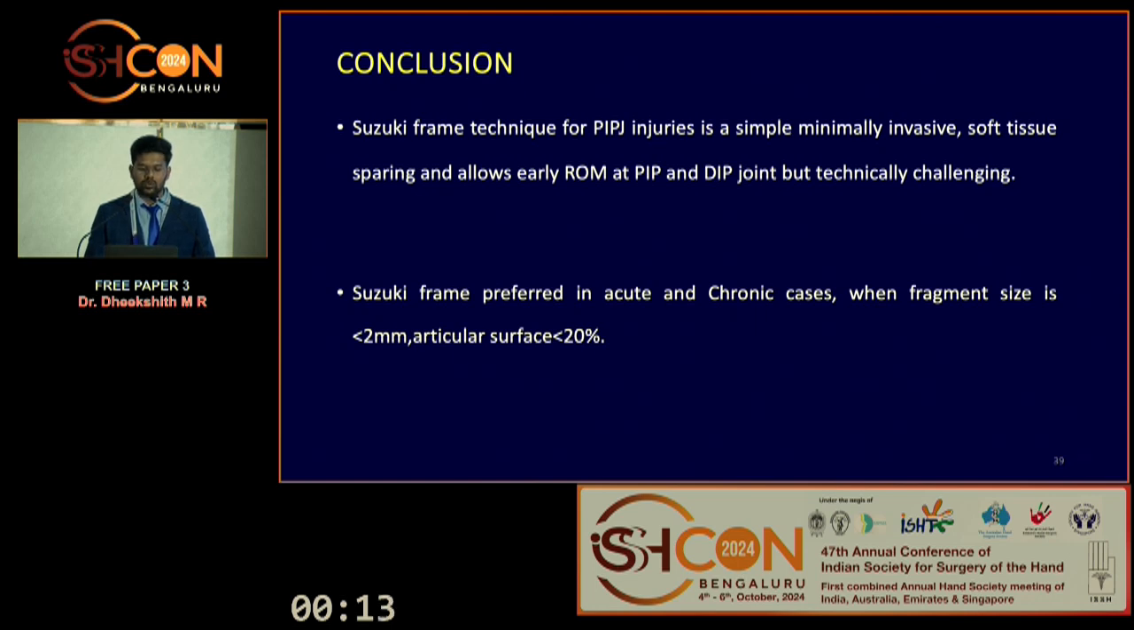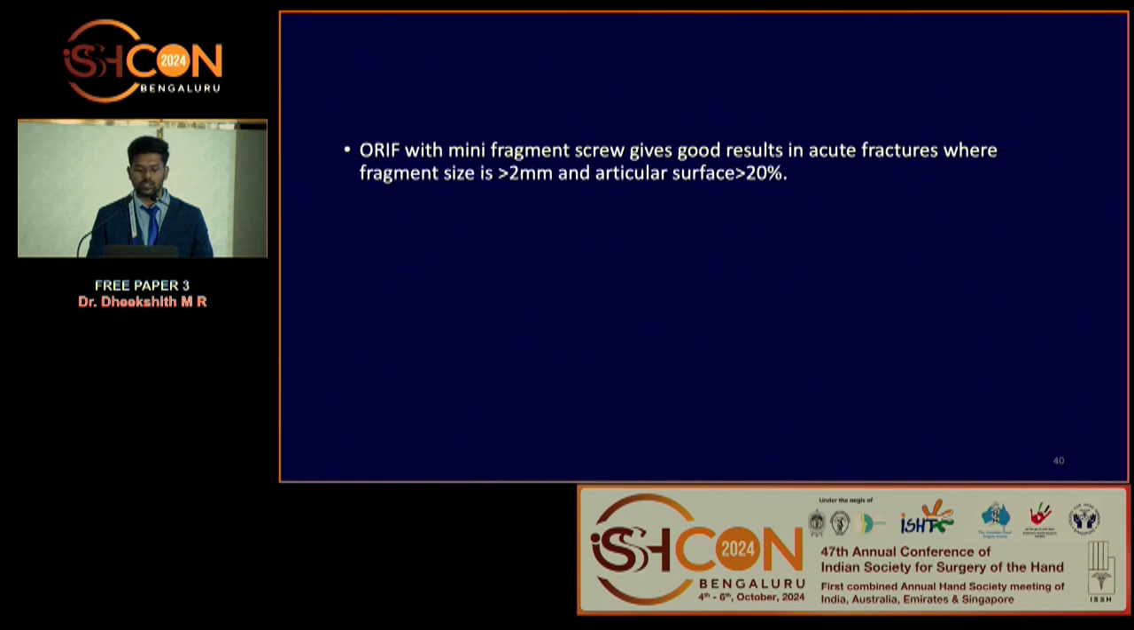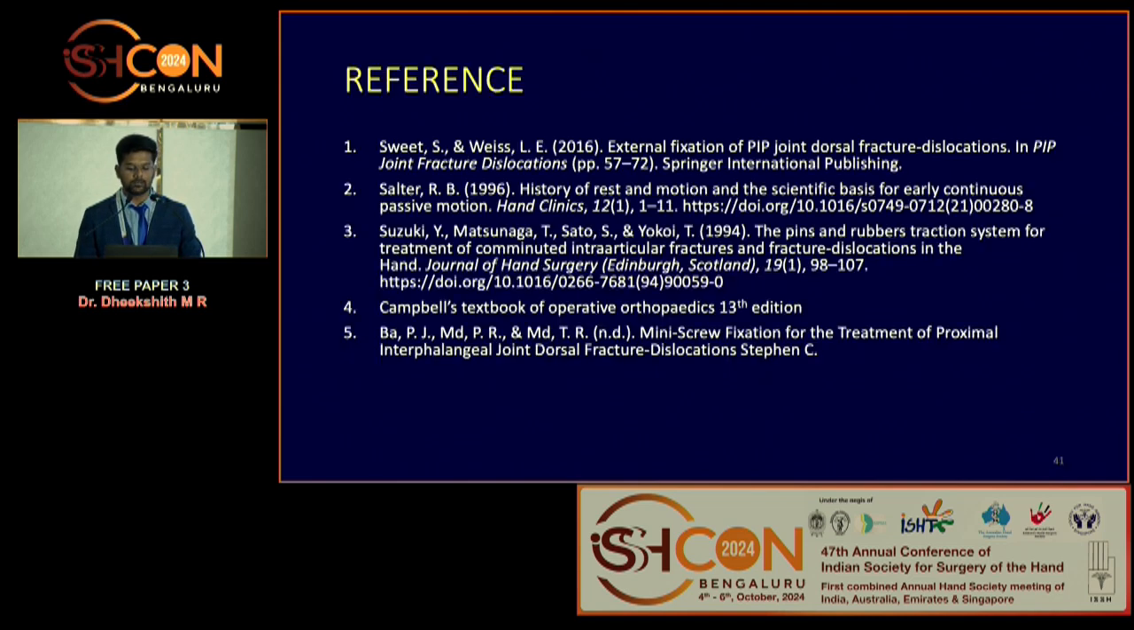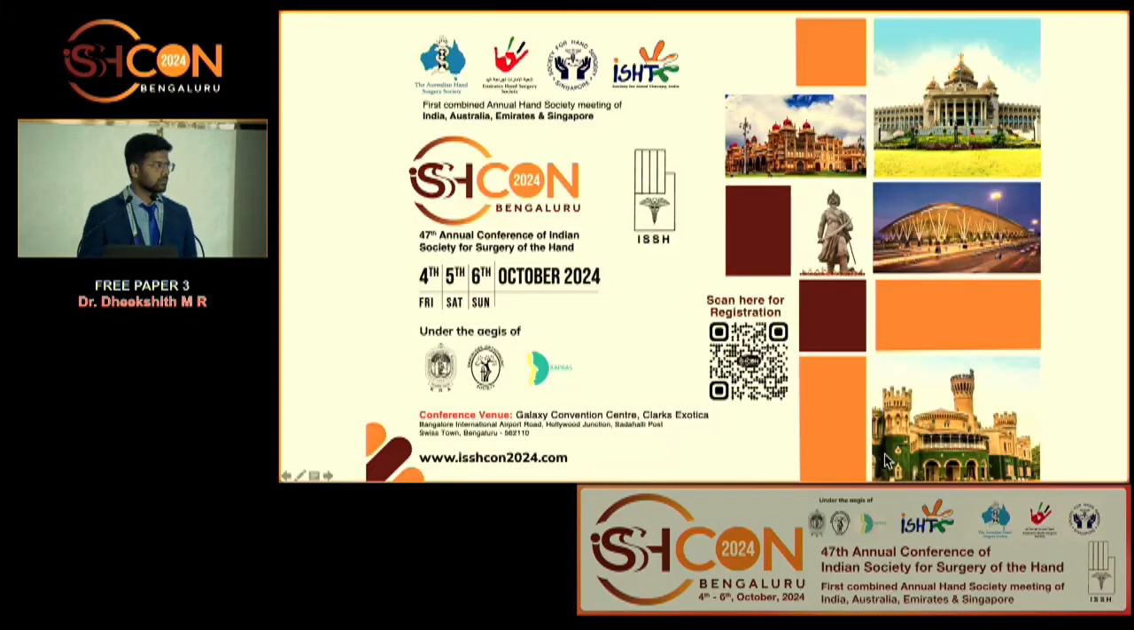So I would conclude by saying that the Suzuki frame technique for the PIP joint is simple, minimally invasive, soft tissue sparing, and allows early ROM, but it is technically challenging. Suzuki frame is preferred in acute and chronic cases when the fragment size is less than 2 mm and articular surface involvement is less than 20%, whereas ORIF is preferred when the fragment size is more than 2 mm and articular surface involvement is more than 20%. Thank you.